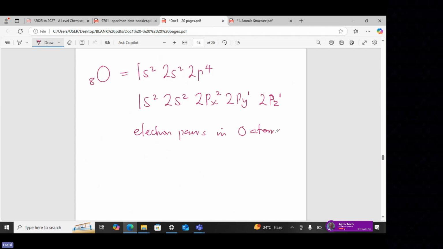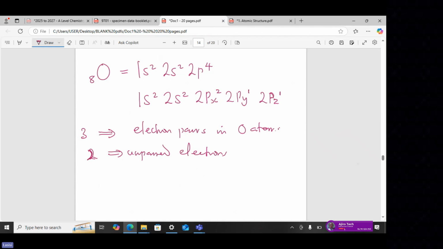How many electron pairs are in the O atom? Three. Thank you, three electron pairs. Is that okay? How many unpaired electrons? The two unpaired electrons. I like that. That's very smart of you.